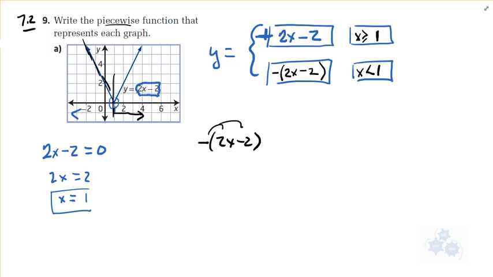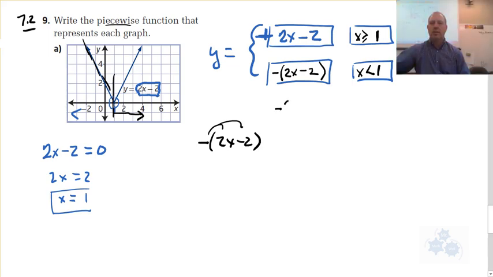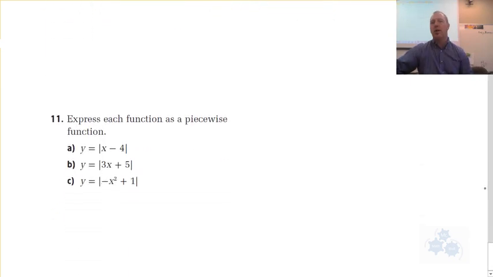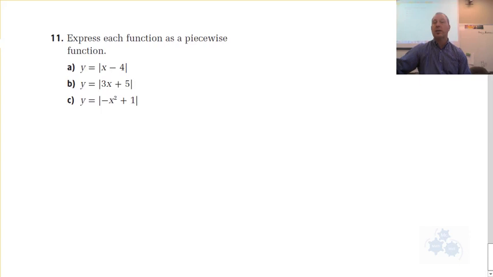Like I say, you might find that they rewrite that like this, which is just with that negative sign distributed. Either one is fine. Okay, finally one more. Let's do the same thing except we're not given a graph, so we kind of have to find some of these pieces by ourselves. Let's take a look at 11a here and express each function as a piecewise function.